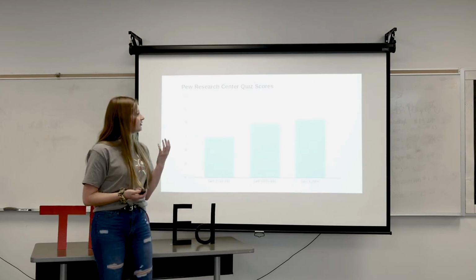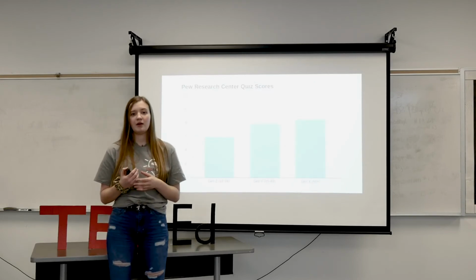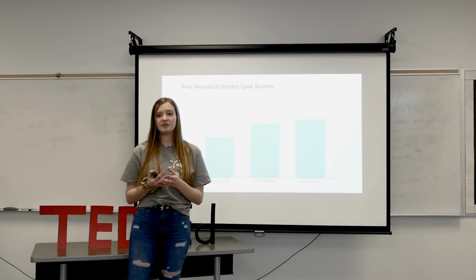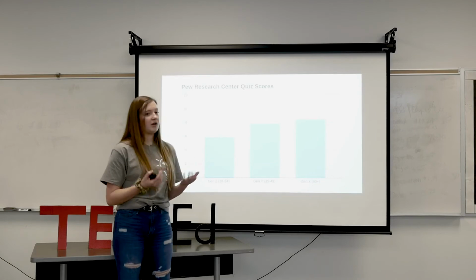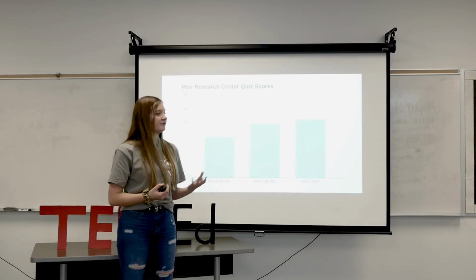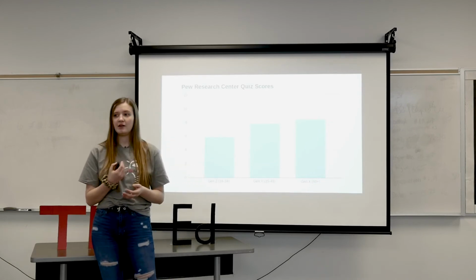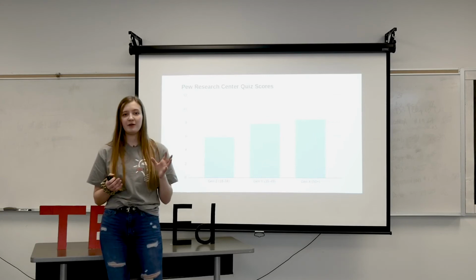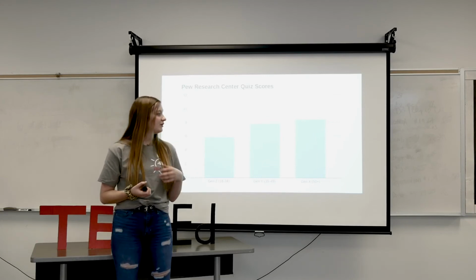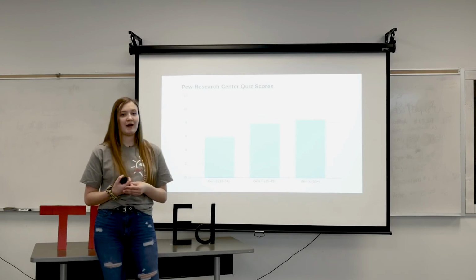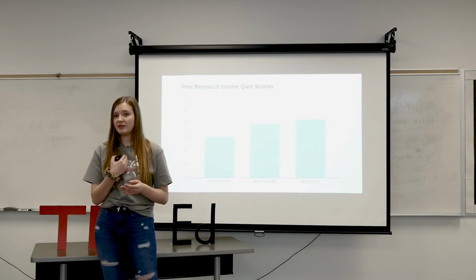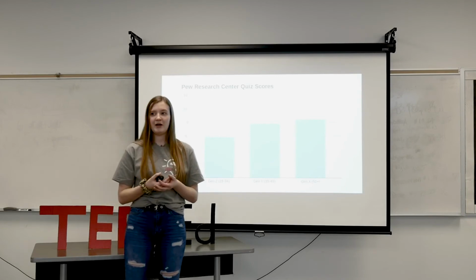Based on a Pew Research Center quiz that asked people to take a quiz based on current events out of 12 questions, these were the results amongst the different generations. Our generation scored about an average of 5.9 out of 12 questions correctly. Generation Y scored about 7.8, and Gen X scored about 8.4. Our generation shows a severe gap in knowledge about current events.